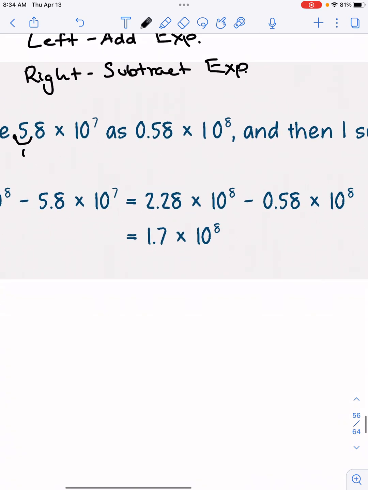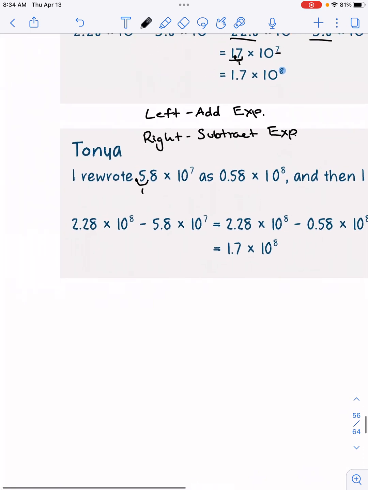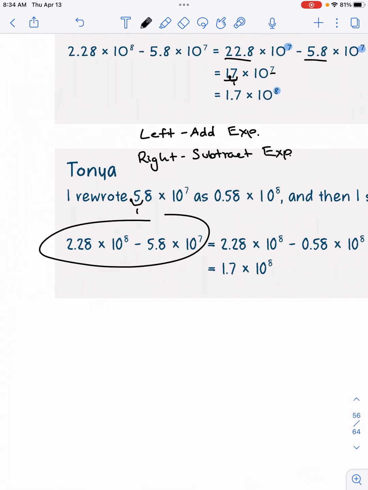Okay. All right, anyways. So this problem right here then becomes this problem right over here. So we have the same characteristic, which is now an 8 instead of what the other student had, which was a 7. We're now going to subtract these two. And $2.28 minus 58 cents, that is $1.70, or 1.7. And this is in scientific notation because that number is in between 1 and 10.